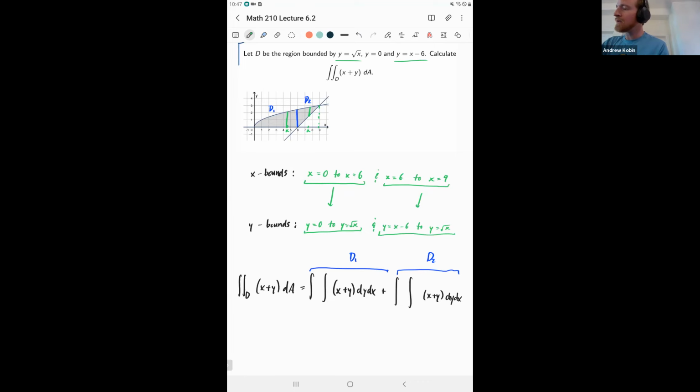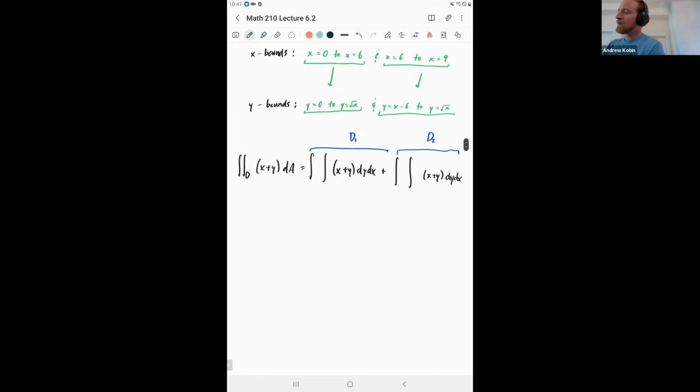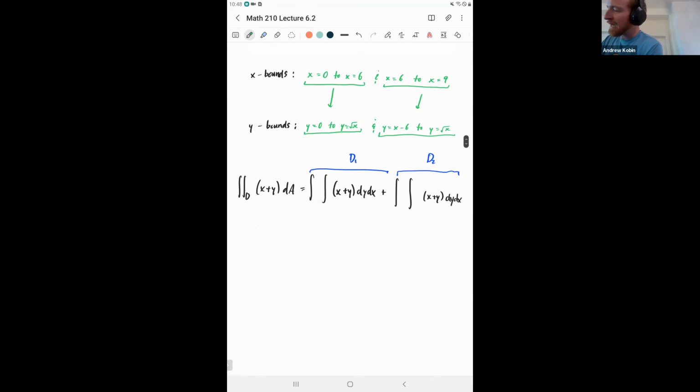performing the calculus. So in the first integral for D1, my x values on the outside range from 0 to 6, and my y values range from 0 to square root of x. That's capturing all of this information in a single double integral notation. On the other hand, for the D2 integral, my x values will range from 6 to 9, and the y values range from x minus 6, the line is on the bottom, up to square root of x. Now we're in a position where we can evaluate these double integrals just as we did in the last problem.